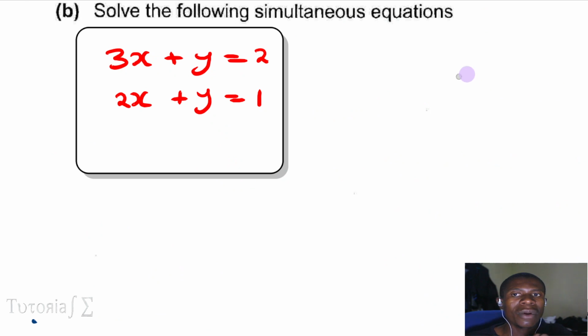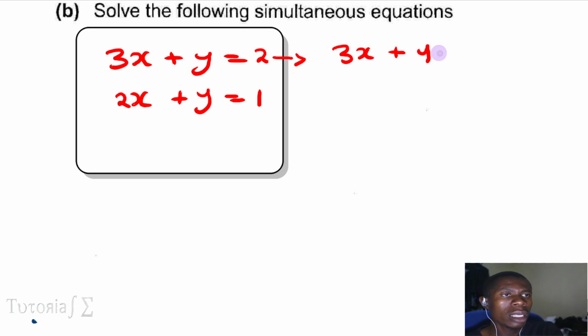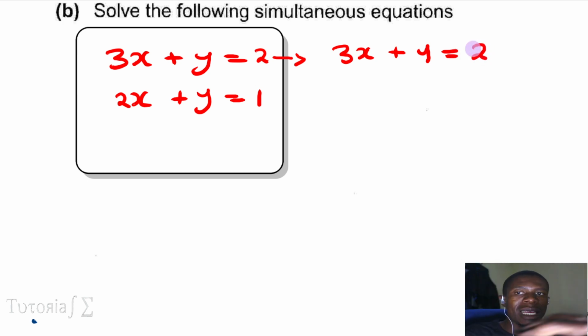All right, so suppose we have that question: 3x plus y is equal to 2, and 2x plus y is equal to 1. So you're asked to solve this simultaneous equation. Here we can choose any equation. Let's choose equation 1. So in equation 1, we have 3x plus y is equal to 2.